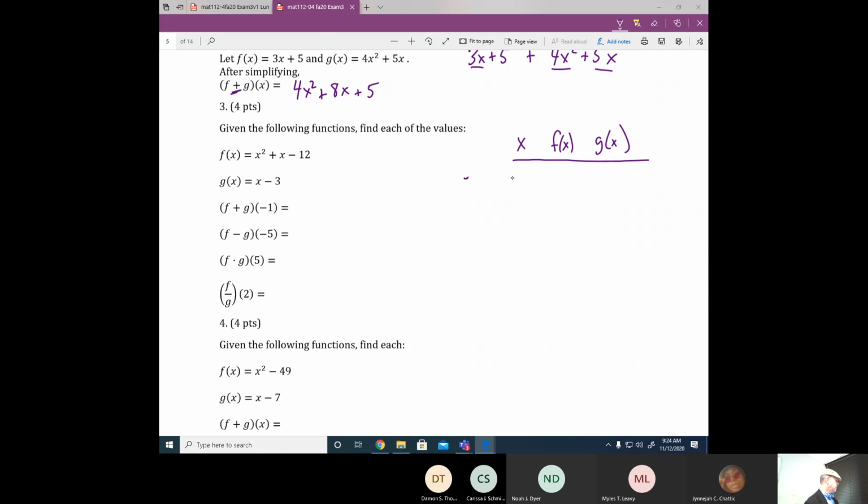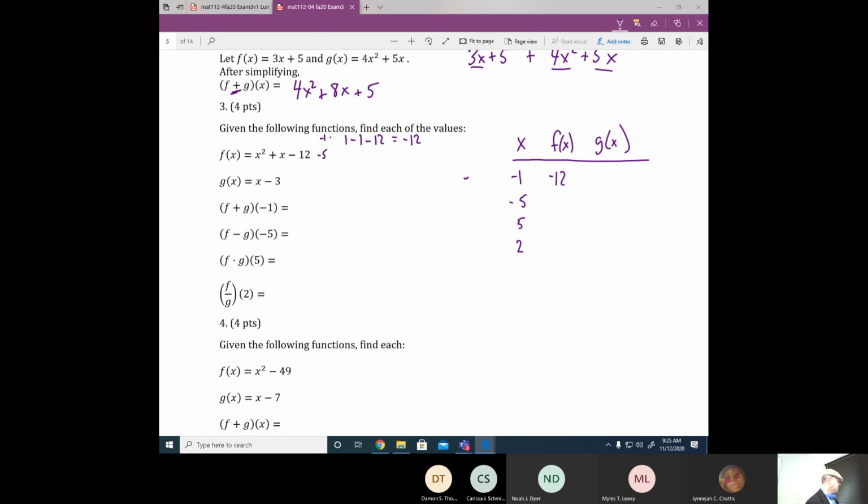So x is -1, -5, 5, and 2. Let's calculate f of x at each of those. It's not too hard. -1 for an x here will give us, let's do our little calculation up here. At -1, I get -1 squared, I get 1, plus a negative 1 means a minus 1, minus 12. Gives me negative 12. So negative 12 is my f at negative 1.